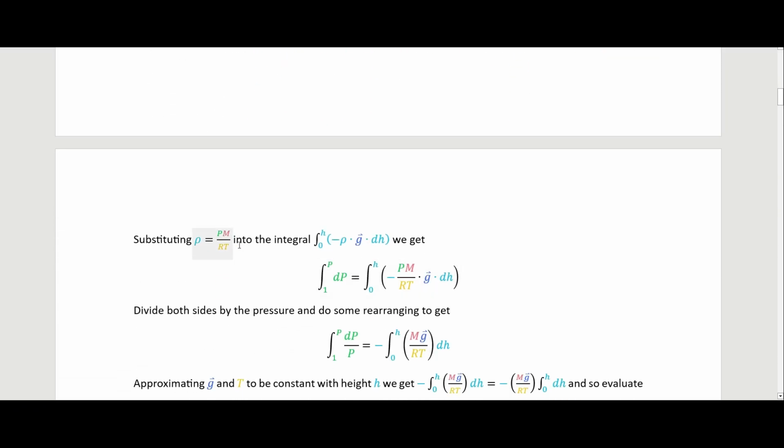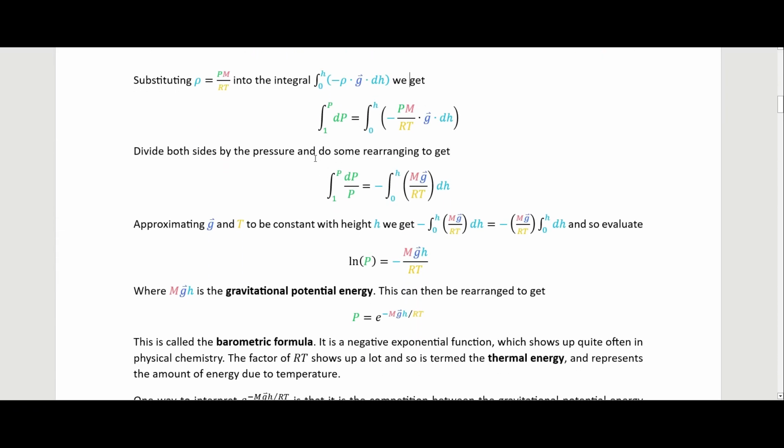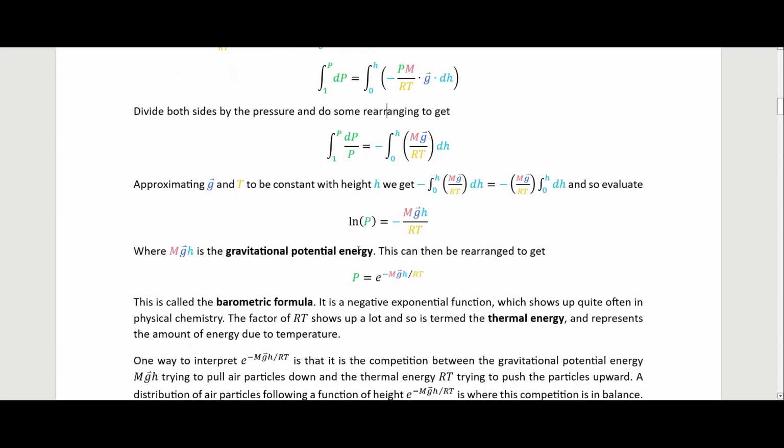And so now we substitute that into our integral, then we divide both sides by the pressure, and so we end up with this right here, where we have the dP over P, and then we have this right here. So this is our integral. We want to evaluate both sides. So when we evaluate this, we get that the natural log of the pressure is equal to this negative mgh over RT, where this mgh right here would give us the gravitational potential energy. So this would actually be an energy term right here. This can then be rearranged by just doing e to the power of both sides, and so we end up with our pressure being equal to this e to the power of negative mgh over RT.